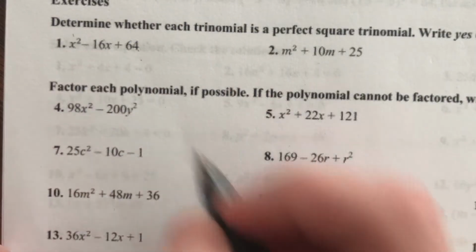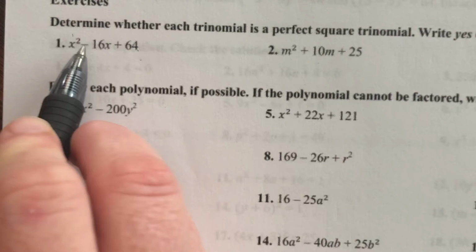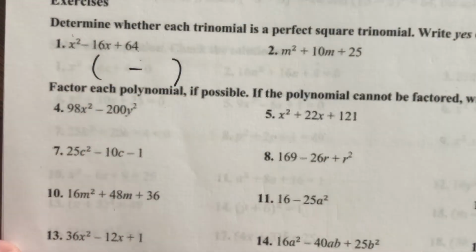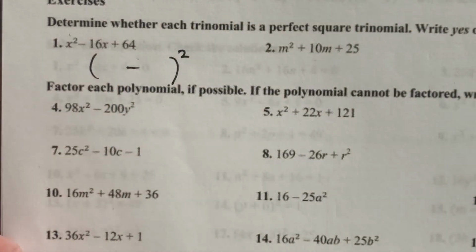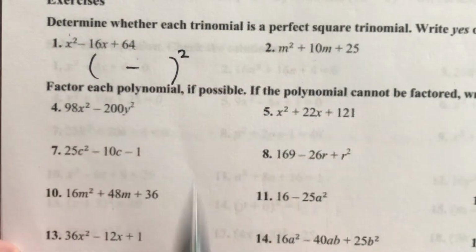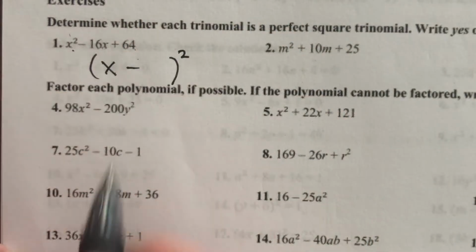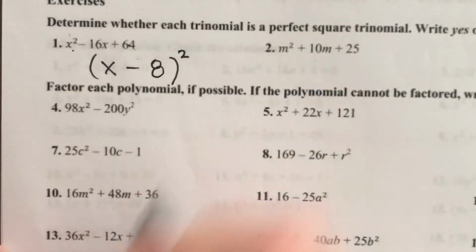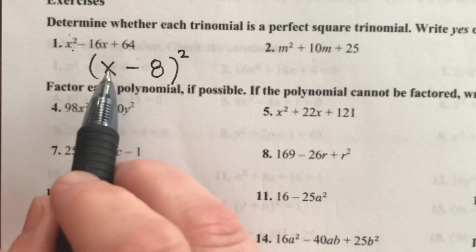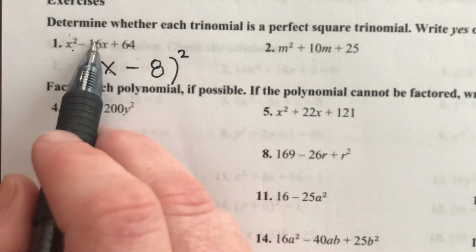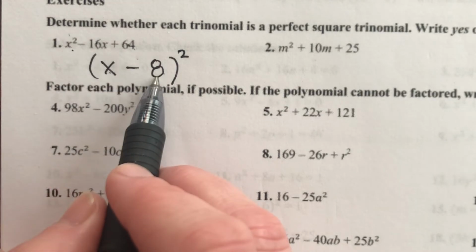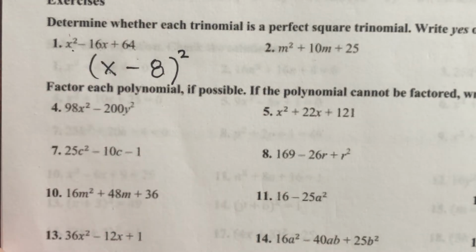The middle term has to be square root of the first times square root of the last times 2, right? So if I was going to write this out, it has a minus sign here, so if it's a perfect square trinomial, that means I'm multiplying the same binomial times itself, so I can write it this way. And square root of the first term is x, square root of the last term is 8, and the middle term should be x times this guy times 2. X times negative 8 times 2 is negative 16x. So this is a perfect square trinomial.